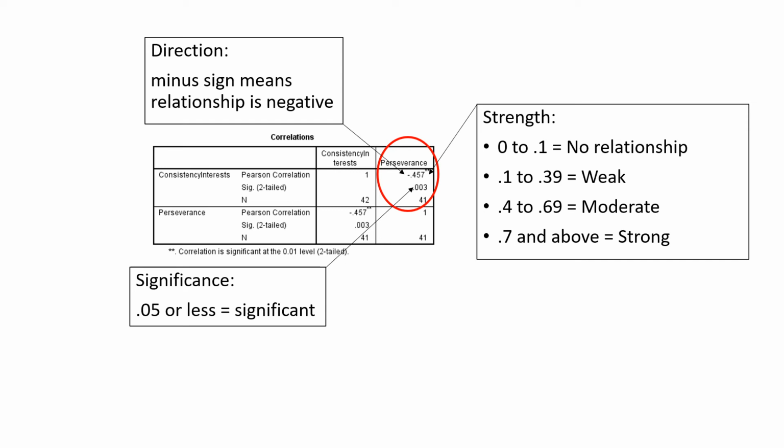To determine the significance, we look at the number in the Sig two-tailed line. If it's less than 0.05, it's significant. In this case, the significance level is 0.003, so it is significant.